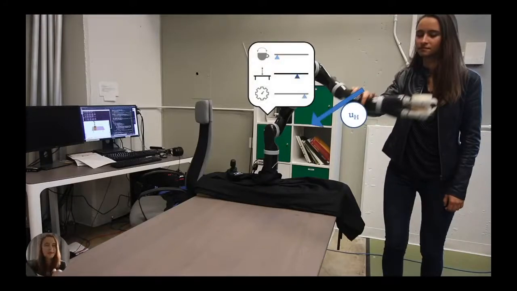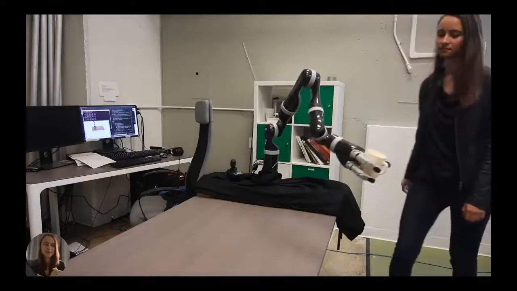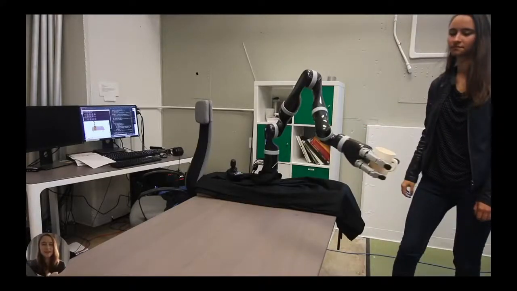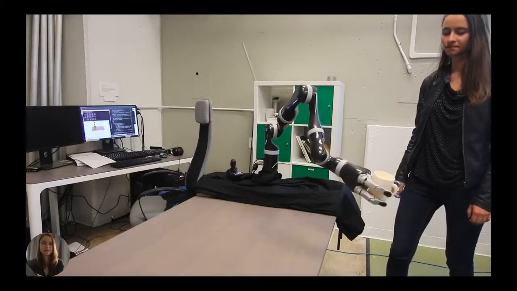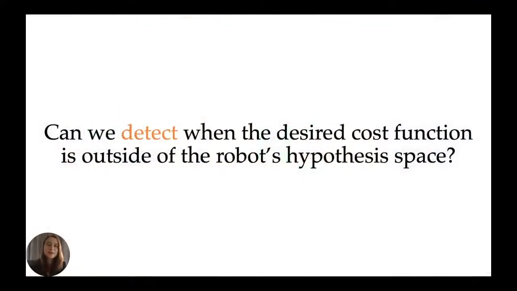So not only has the robot not learned to stay far away from me, but it also incorrectly learned to stay close to the table, which is not at all what I wanted. So in this work, we want to be able to detect when the desired cost function is outside of the robot's hypothesis space and avoid making matters worse.